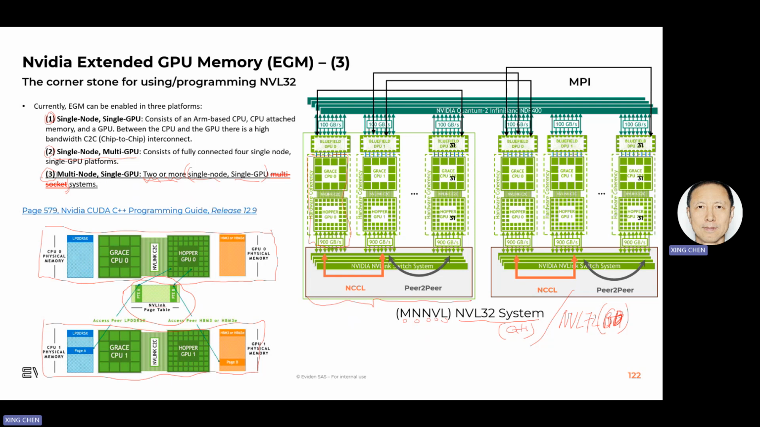Actually, this logical page table is made up of 32, let's say 32 page tables from all the GPUs belonging to this NVLink domain. So let's move on.